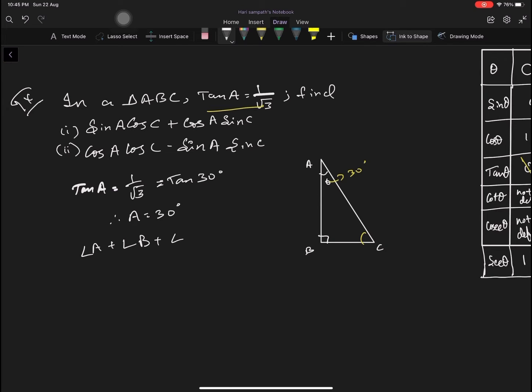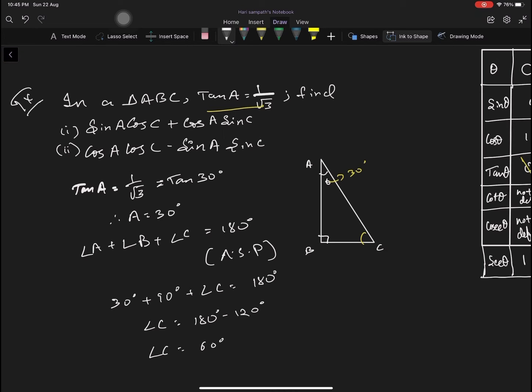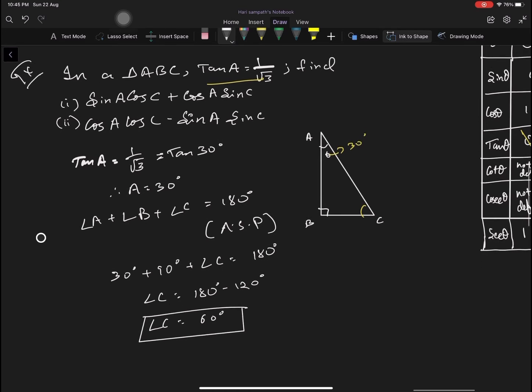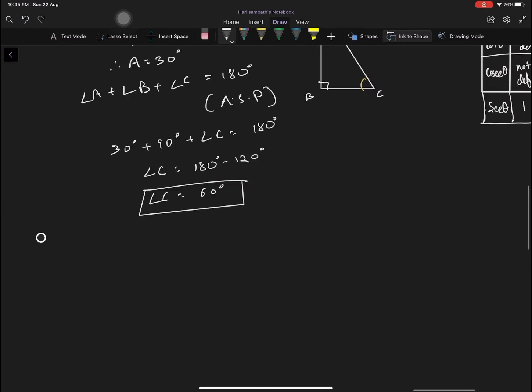Angle A plus angle B plus angle C equal to 180 degrees. I'm pretty sure all of you know it. This is the angle sum property we've been learning since our 7th or 6th class. Let's substitute the values. 30 plus 90 plus angle C equals 180 degrees. So angle C equals 180 degrees minus 120 degrees. Therefore angle C equals 60 degrees. So now we know angle A and angle C, and let's substitute them in the problem to find our answers.